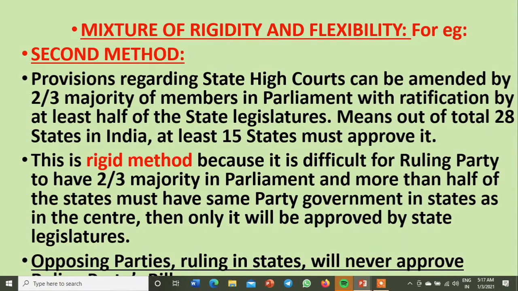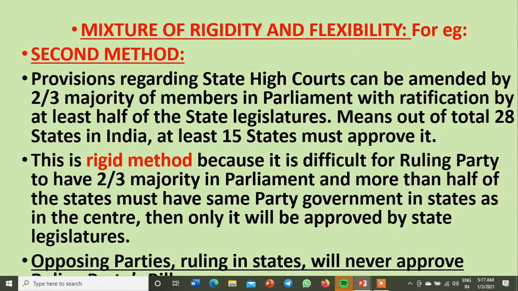Means out of a total of 28 states in India, at least 15 states must approve it. Have you understood? Now in India there are a total of 28 states, and more than half becomes at least 15 states. Now it becomes a very rigid method. In the union legislature a two-third majority, 66%, is needed, and then it is sent to the states all over India, and if 15 states approve it, then such an amendment can be done.